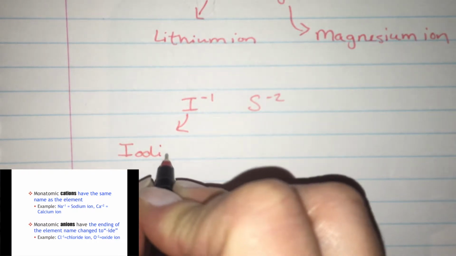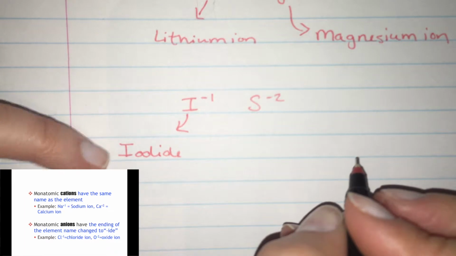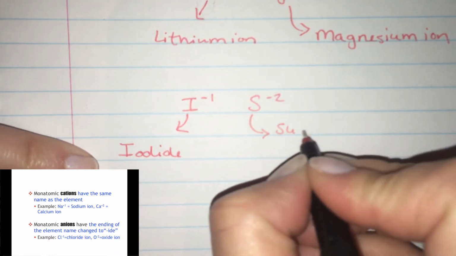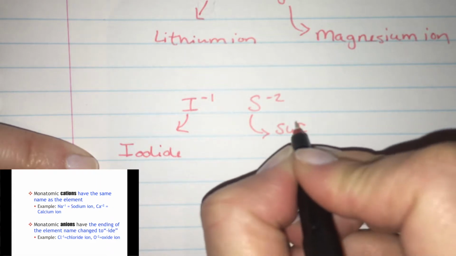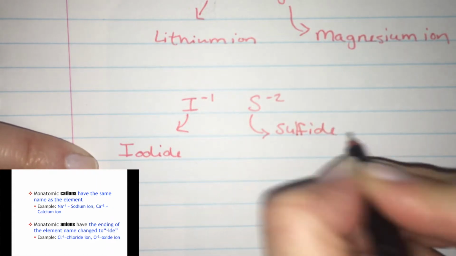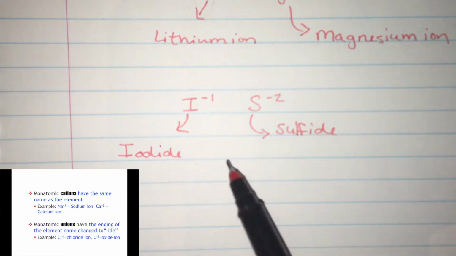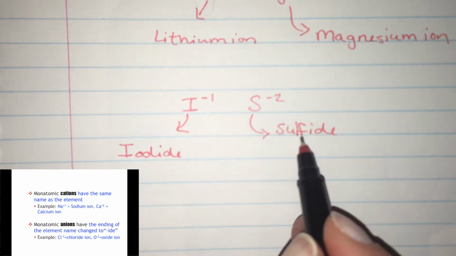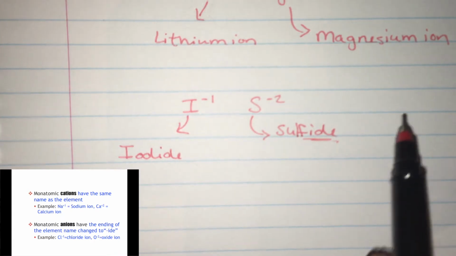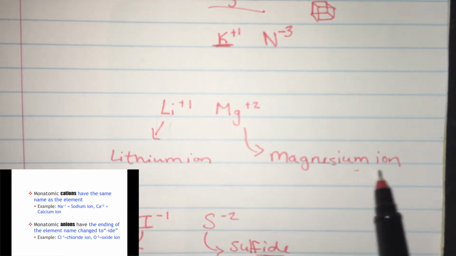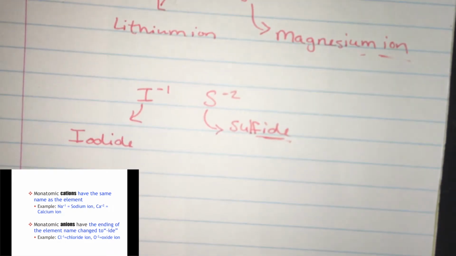Instead of iodine, it's iodide. That's how you would call this ion. And this ion, instead of sulfur, would be called sulfide. Okay, so that's all you do with the monatomic anions. You call them by their name and just change the ending to "ide." Monatomic cations, you name them their actual name, but with ion at the end, and that's how you name them.